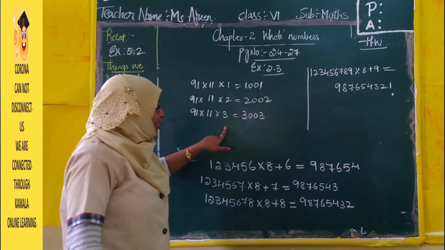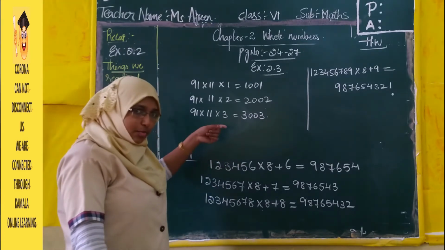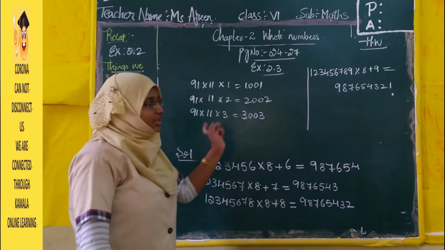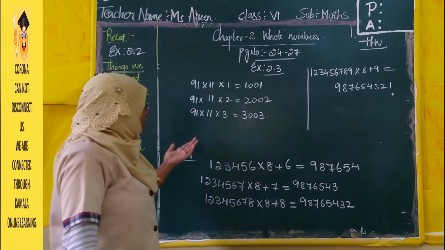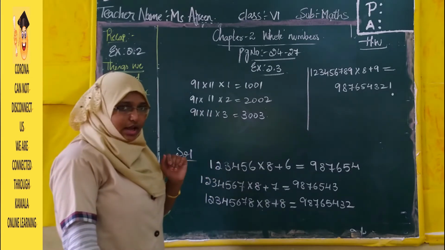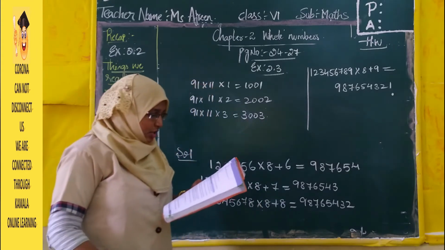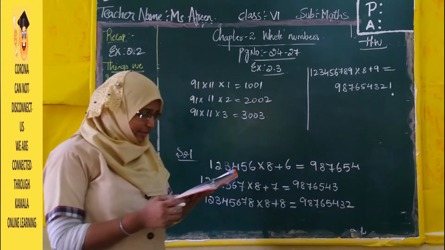You will multiply with 4 and you will get 4004. You will multiply with 5, you will get 5005. You will multiply with 6, you will get 6006. Right? So on. So we should write the next 7 numbers. Okay? I hope you will try this. So let us move on with the last problem.